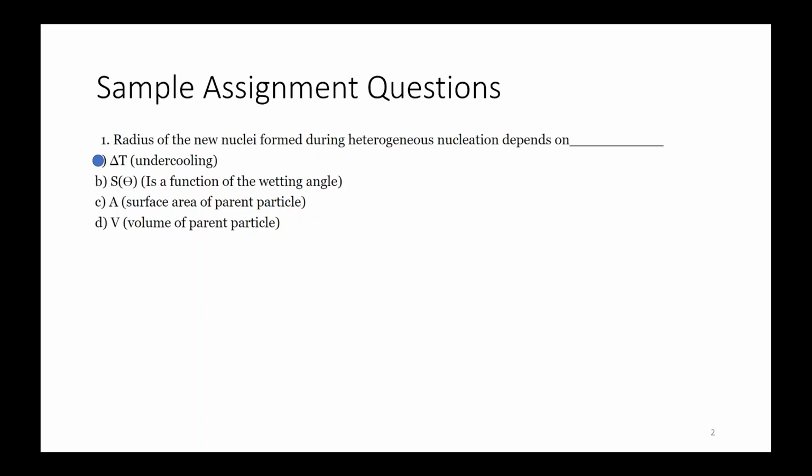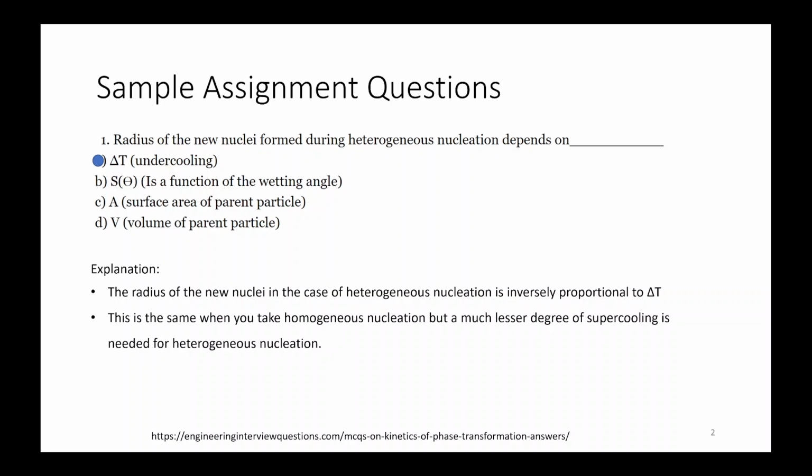As in the case of homogeneous nucleation, in heterogeneous nucleation also, your nucleation formation depends on your undercooling. So the radius of the new nuclei in the case of heterogeneous nucleation is inversely proportional to the delta T. So higher the undercooling, lower will be your critical radius required for your nuclei. This is the same as homogeneous nucleation, but there is a much lesser degree of supercooling needed for heterogeneous nucleation because there is already a surface energy present in the case of heterogeneous nucleation.